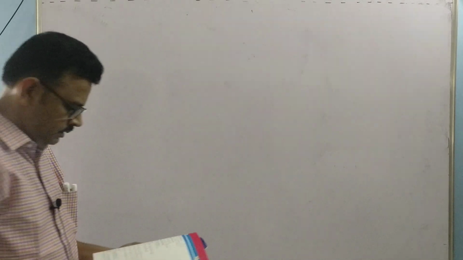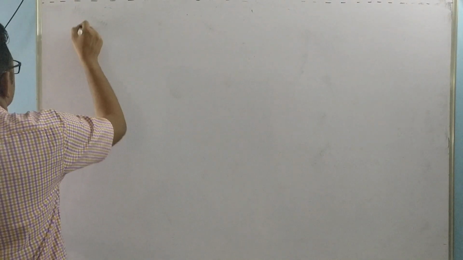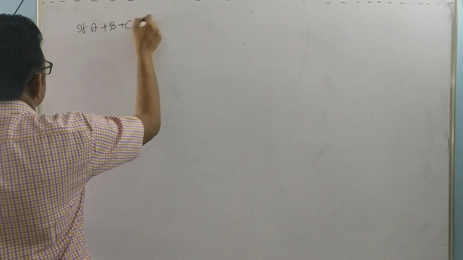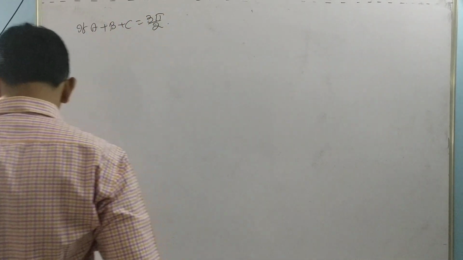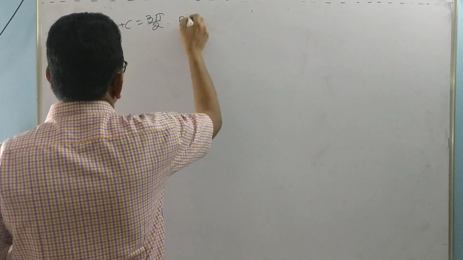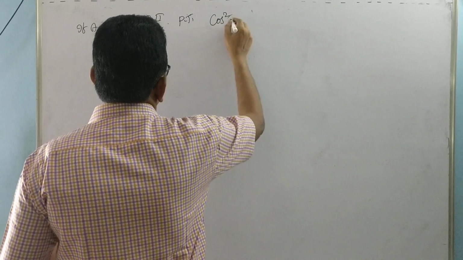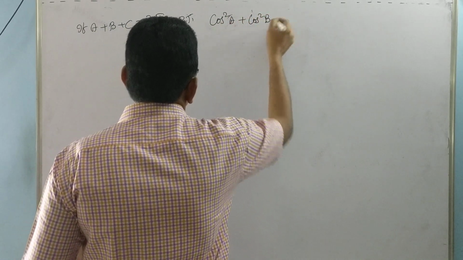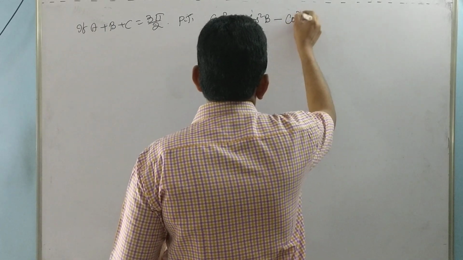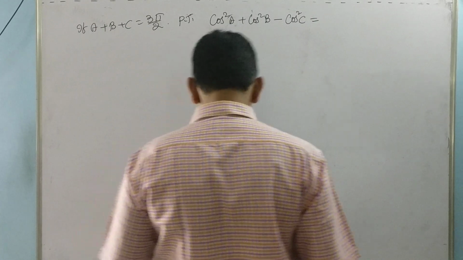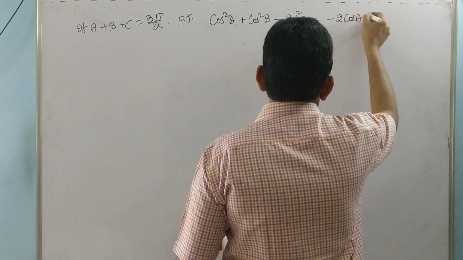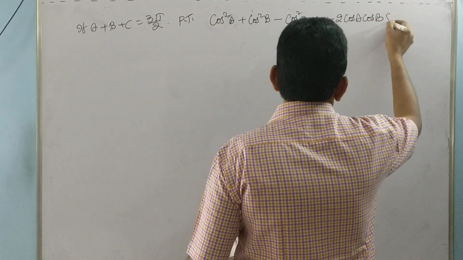Next one. If A plus B plus C is equal to 3 pi by 2, then prove that cos square A plus cos square B minus cos square C is equal to minus 2 cos A cos B sin C.